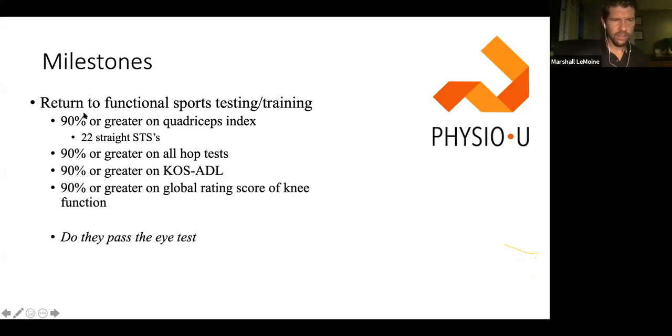All right. So if you look at it though, one of these tests is for strength. One is for the ability to jump far, so produce power, stick a landing. And two of them are how they feel about their knee and any limitations they have, right?